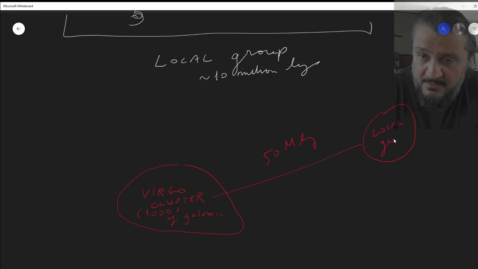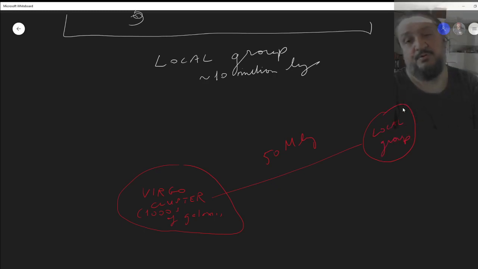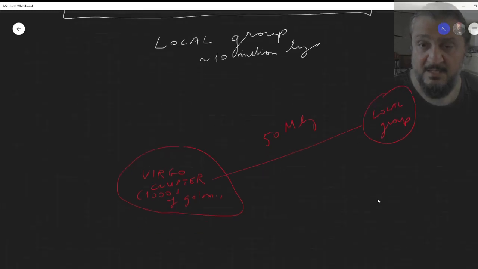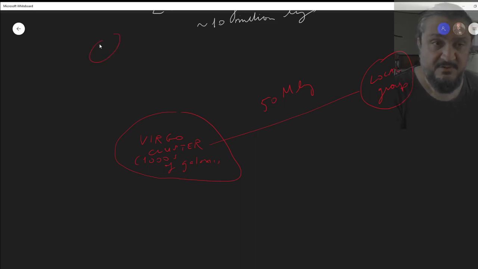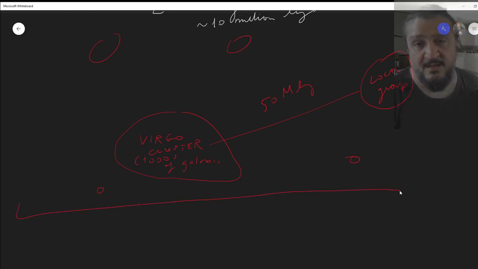Local Group. Okay? But there are more groups in this cluster. So I don't know how to draw them. I'm just gonna put circles here. Okay? But the whole thing now is called the Virgo Supercluster.